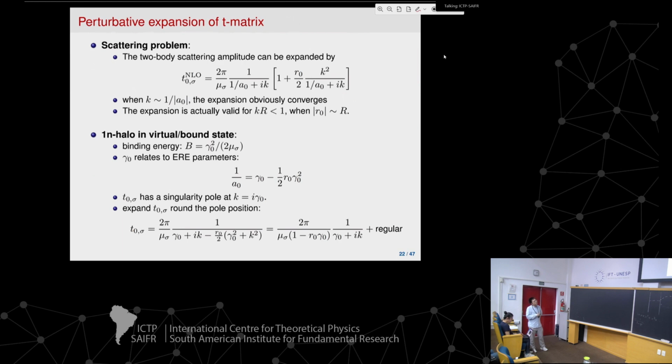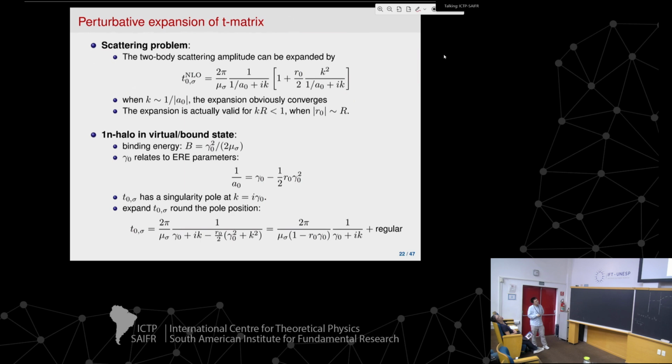If you want to work on one-neutron halos, which are typically in a virtual state or a bound state, the binding energy B is related to a binding momentum gamma zero, B equals gamma zero squared divided by 2 times the reduced mass. You can determine this binding momentum from the scattering length and effective range. In this formula, if you know A0 and R0, you know what this gamma zero should be. For this virtual or bound state, the two-body T matrix will have a singularity, a pole, at K equals i gamma 0.